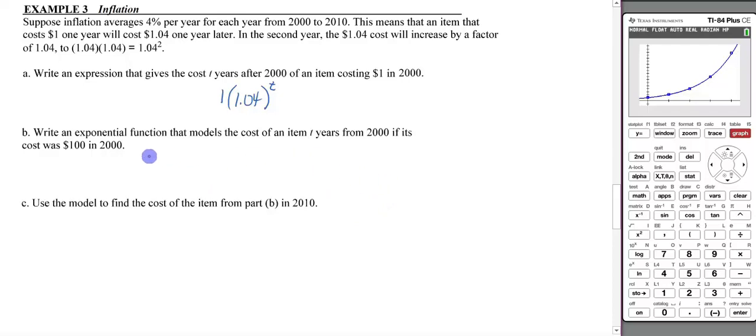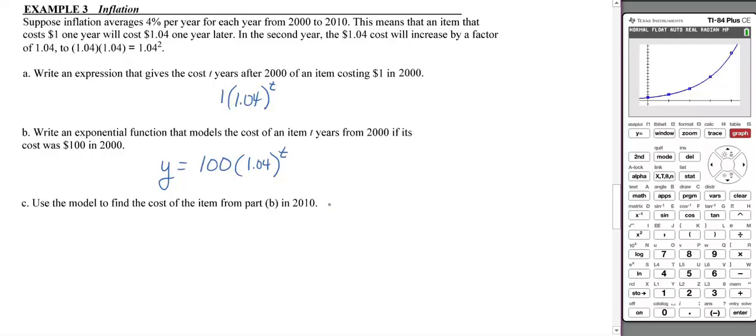Now let's write an exponential function that models the cost of an item t years from 2000 if its cost was $100 in the year 2000. Our initial cost was $100, and every year we're going to pay 100% plus 4% of what we paid the year before. That happens every year. So there we have it. Y equals 100 times 1.04 to the t.